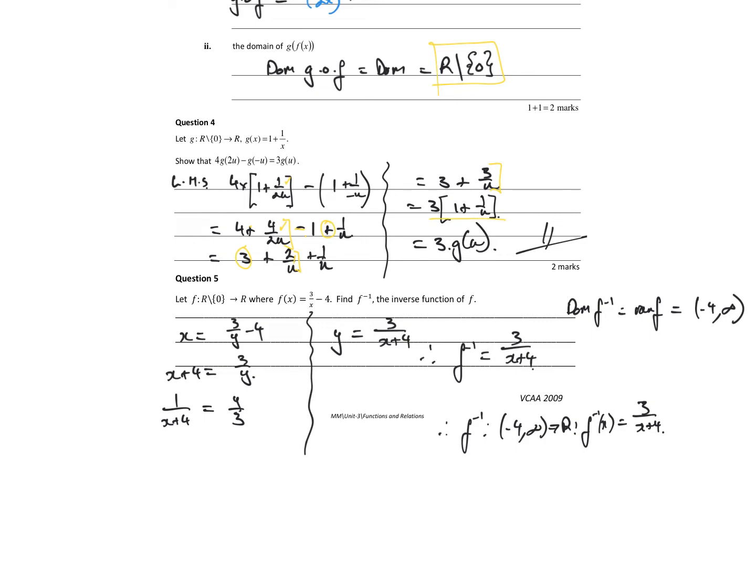So if I take the 3 out the front, I get 3 times 1 plus 1 on u, which is 3 times g of u, which is what we're looking for. Happy days.